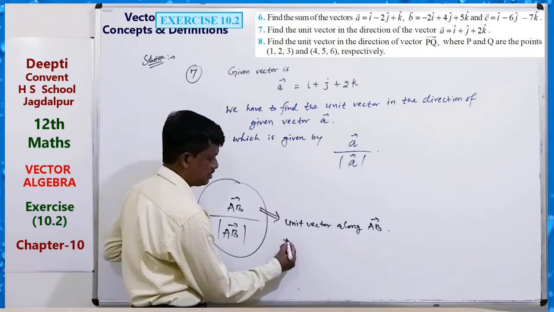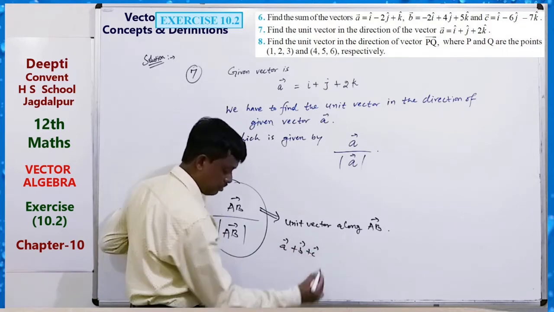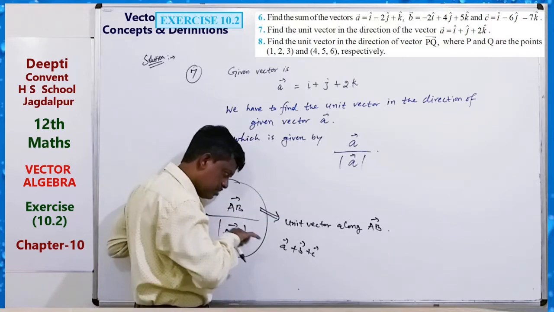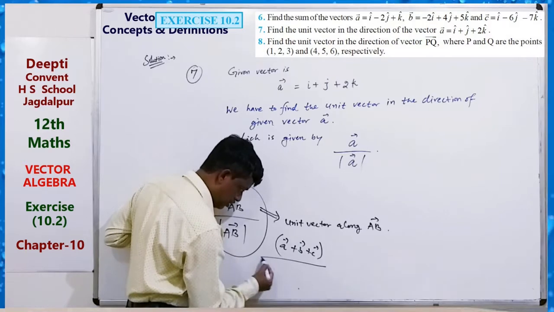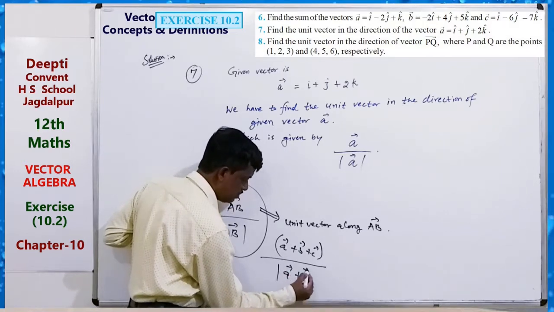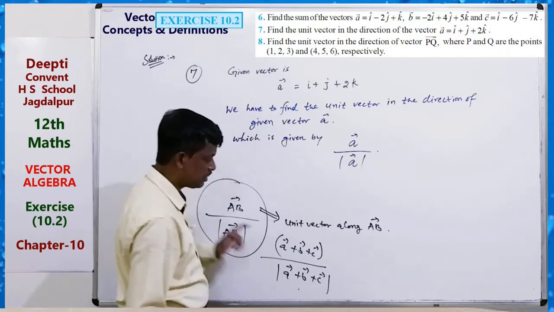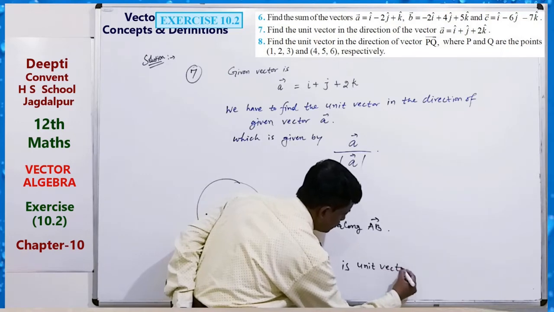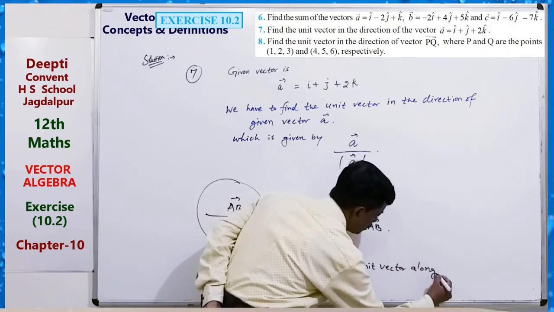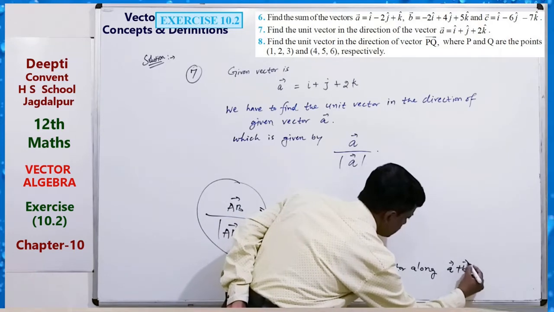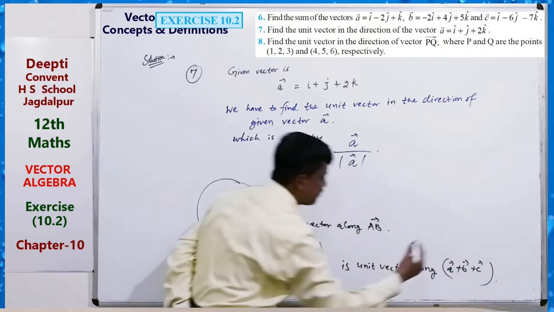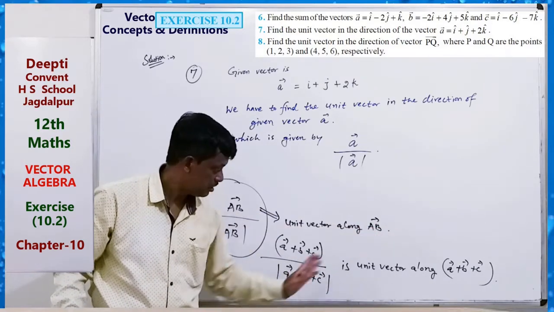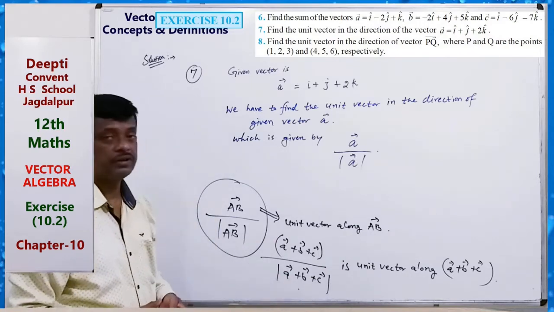So this is the formula. If 3 vectors are given and we are told to first find the sum of these 3 vectors and then the unit vector along this sum, it is the sum upon modulus of A plus B plus C. This is the unit vector along A plus B plus C, which is a new vector. So this is the concept of finding a unit vector.